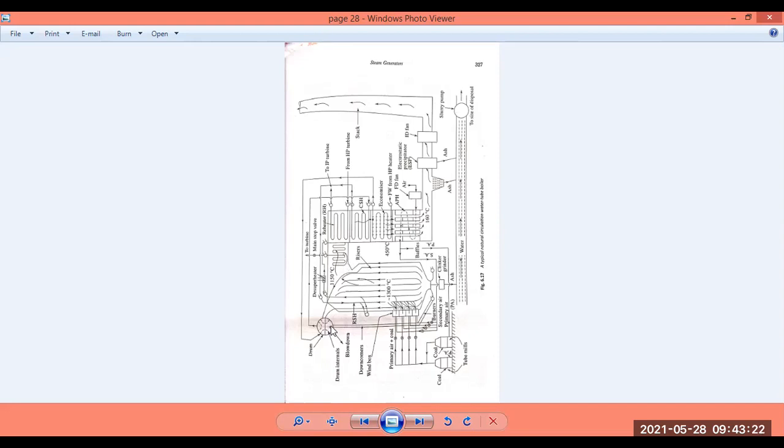The mixture of water and steam comes out of the drum from here and goes to the superheater. Then from the superheater it goes to the main stop valve, where it is completed. We control it there, and then it goes out of the furnace.